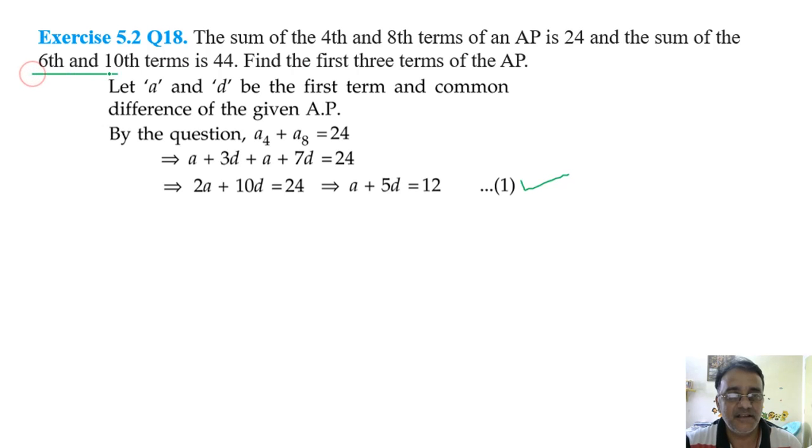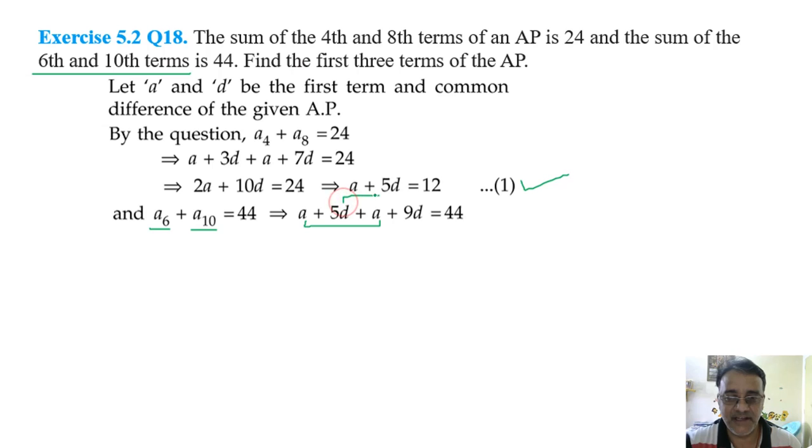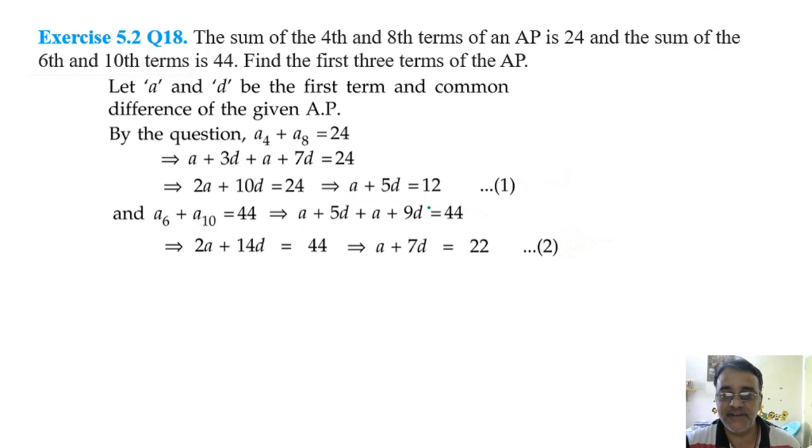The next one is the sum of 6th term and the 10th term. That is A6 plus A10. Right? What is A6? A plus 5D. And this is A plus 9D. So we'll substitute. Again here also A plus A is 2A and 5D plus 9D is 14D. So 2A plus 14D is equal to 44. Now again we will divide all the terms by 2. So what you will get? A plus 7D is equal to 22. Let it be question number 2. Now we have to solve first and second equation.